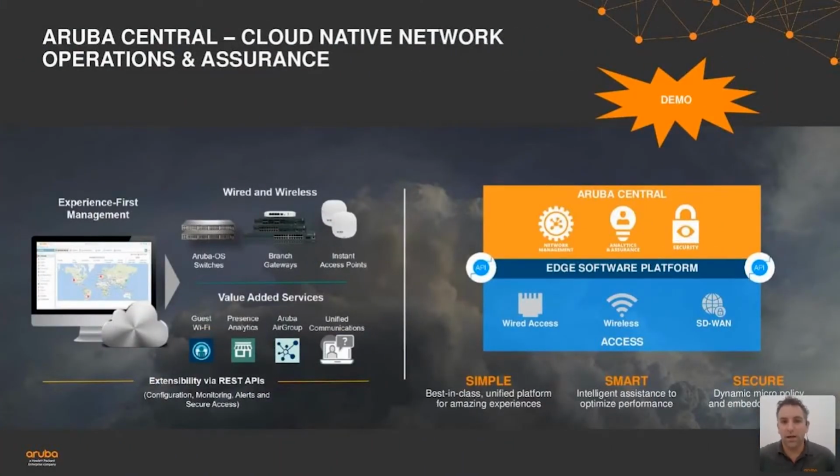And we also now have operations and assurance. So I'll give you a quick demo on this to give everyone a bit of a look as to what we're building out in this platform. This is a quick overview on all our products that are part of the Central supported platform. So we have all our AOS switches, our branch gateways, instant access points, and we have a couple of value-added services that I'll talk about in the demo and go over licensing and how all that fits together. So that was a quick introduction. Let's dive into a demo and we'll show you guys how it all fits together and looks.